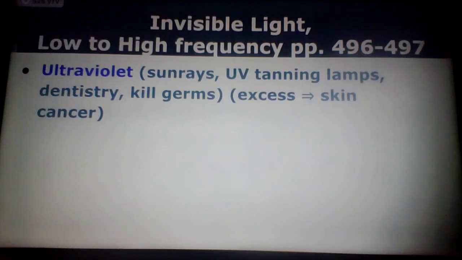UVA rays are the lowest frequency of those three. They give us a nice little tan. UVB, take too much of that, then you're risking sunburns. And UVC, get too much of that, you're risking skin cancer, as you see on the screen. Ultraviolet tanning lamps, be very careful using those, especially if you're not really used to those, because they can give off the higher levels that can cause sunburns and cancer if exposed too much.